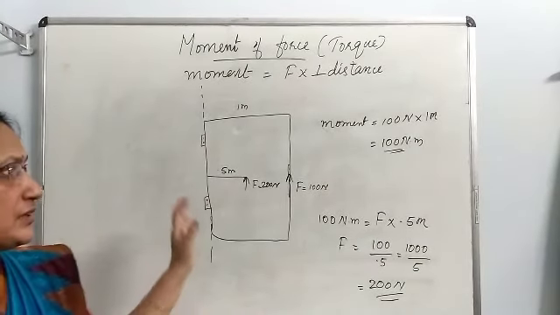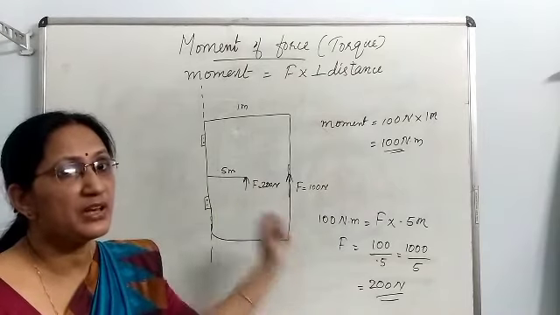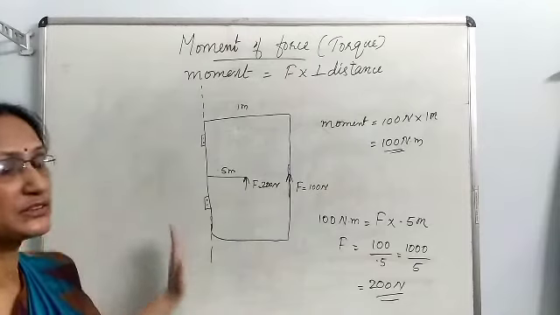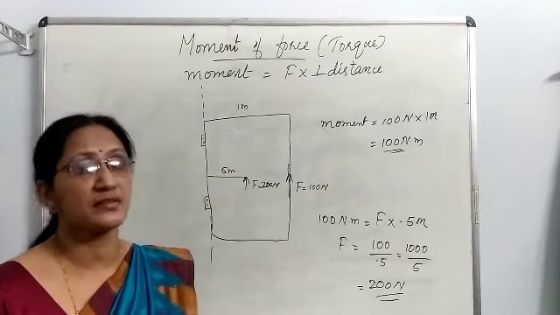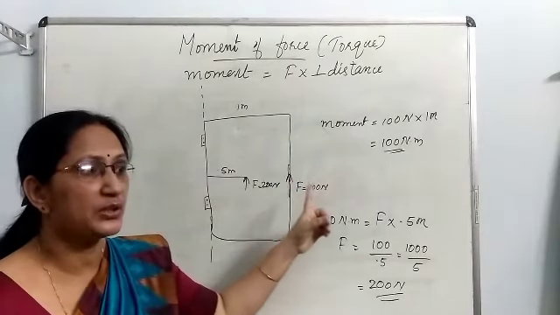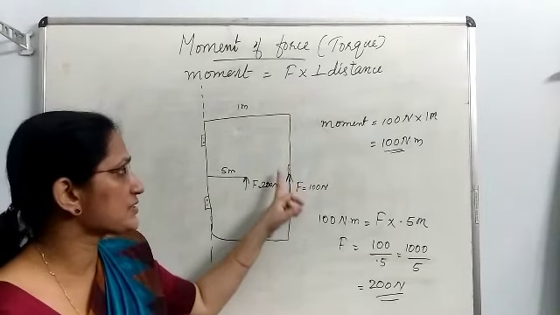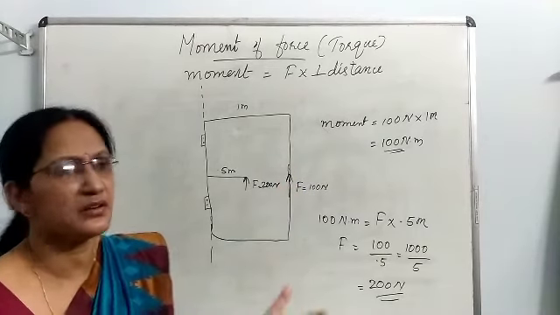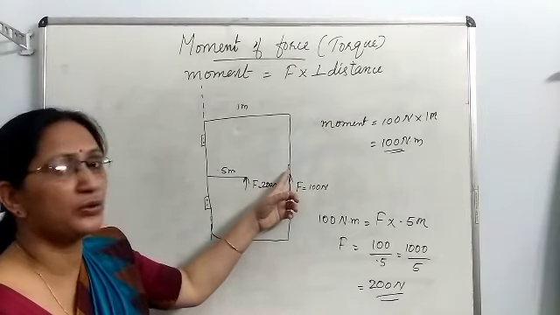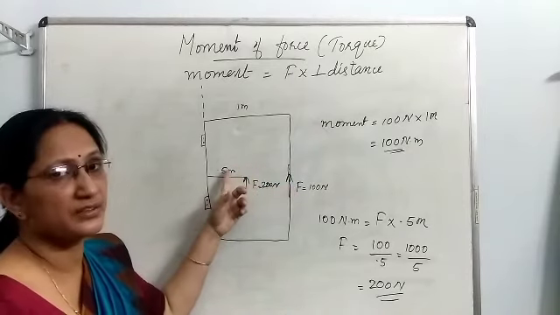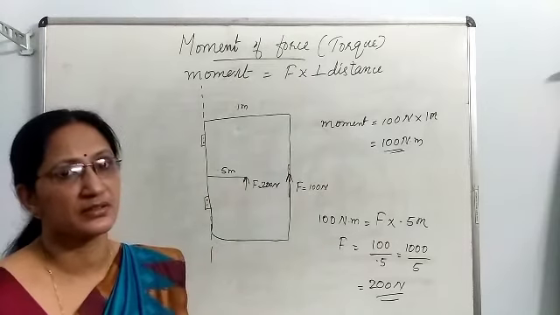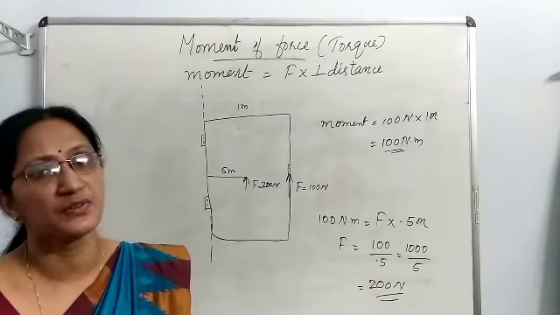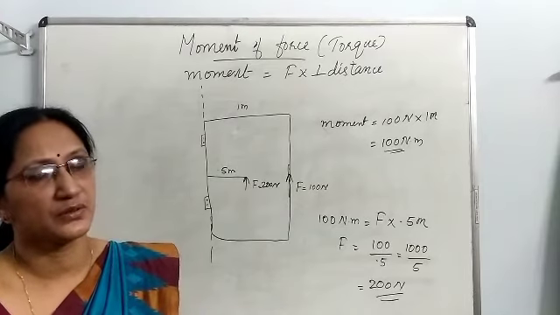So the door can be opened with the minimum force if you apply at a maximum distance from the axis of rotation. That is the reason why the handles of the door are usually fixed at the edge only. You may not have seen anywhere the handle of the door kept anywhere here. Usually it is at the edge. So the perpendicular distance will be maximum. With the least force you can open or close the door.